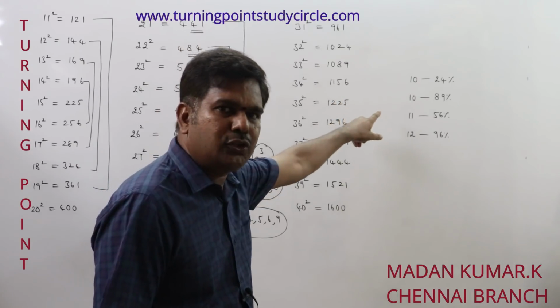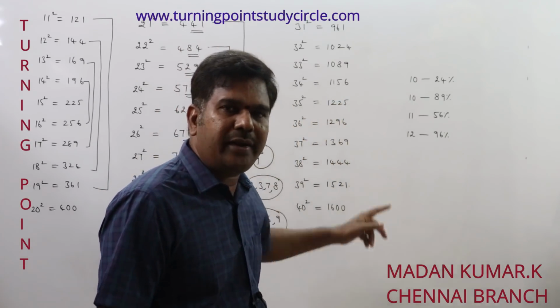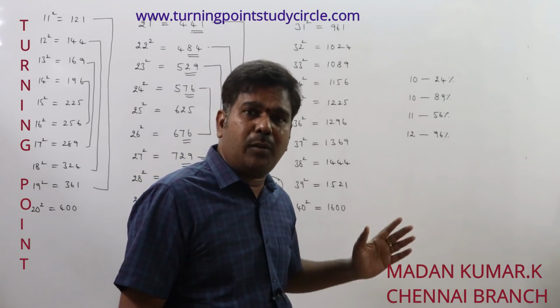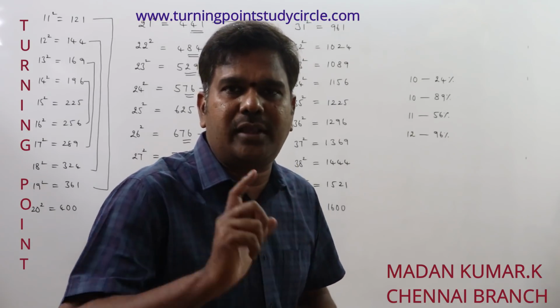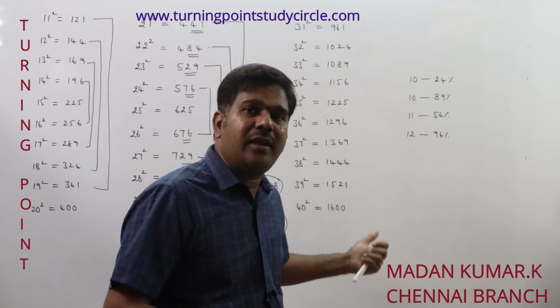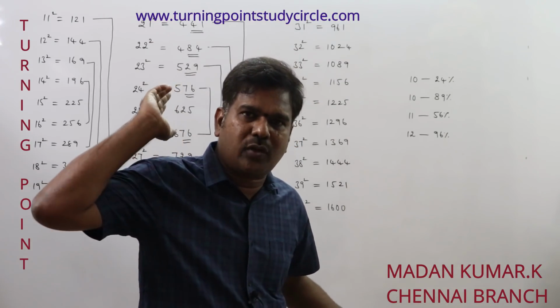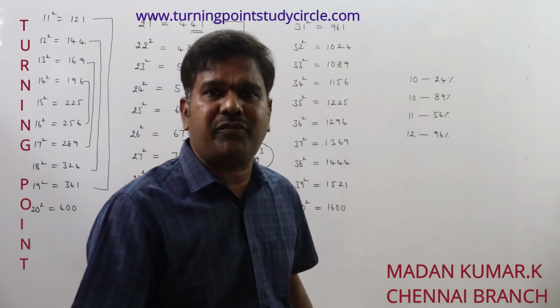Ending with 5 means 25, 3 4s are 12, so 1225. 36 square, 1296. 37 square: 1 will be common, all multiples of 3. In that way, I told you to remember, right? 37 square, 1369. 38 square, fancy number, 1444. 12 square is 144, so 38 square is 1444.